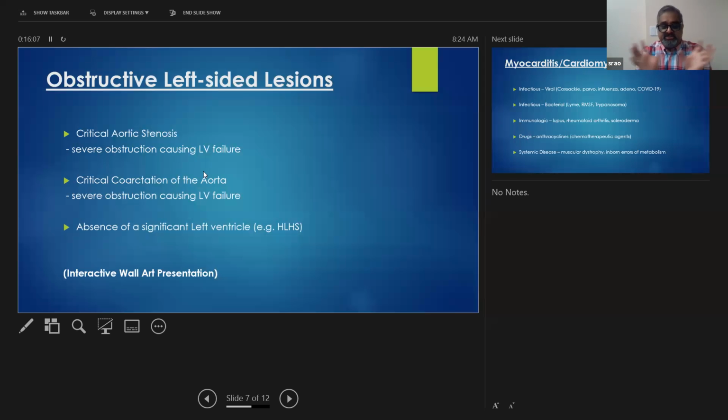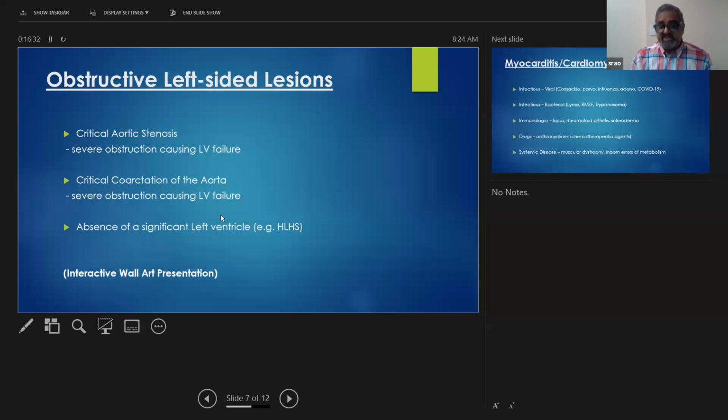Those are the two descriptors. If it's a large left to right shunt, you'd call it an inefficient pump. And if it's a large heart because of a failing heart, you'd call that an ineffective pump. The X-ray can look exactly the same, so there has to be something to distinguish between the two when you see this in a question stem.